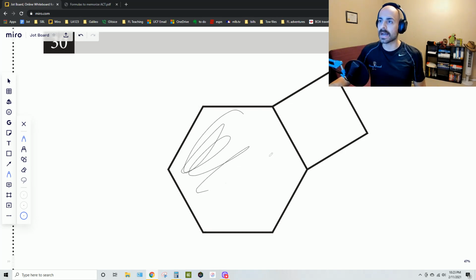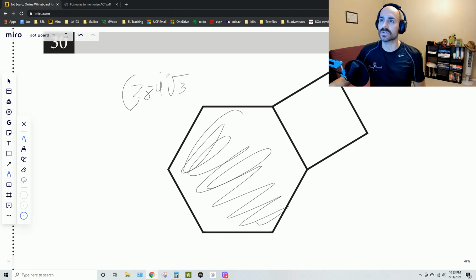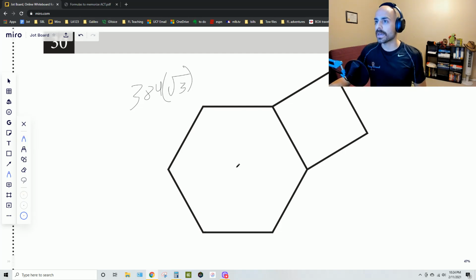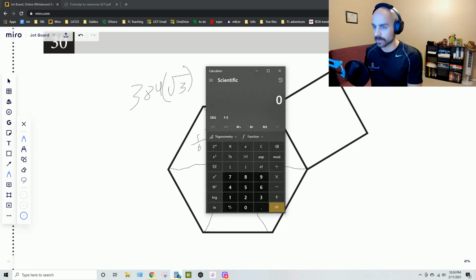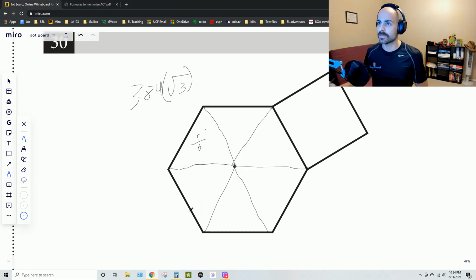Now we know the entire area of this thing is 384 root 3, which is 384 times root 3. We can think of it that way. More on that in a moment. And if we were to break this polygon into 6 even sections, the area of each of these triangles would be 1/6 of this area, or 384 divided by 6. So that means that each of these is 64 root 3. That is the area of each of these individual triangles.